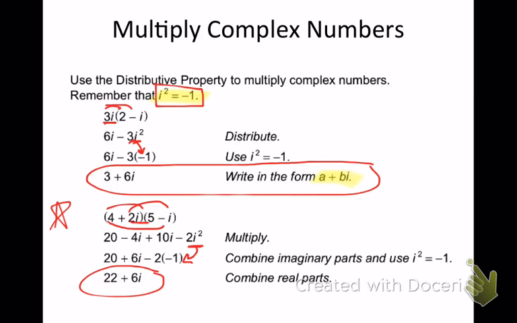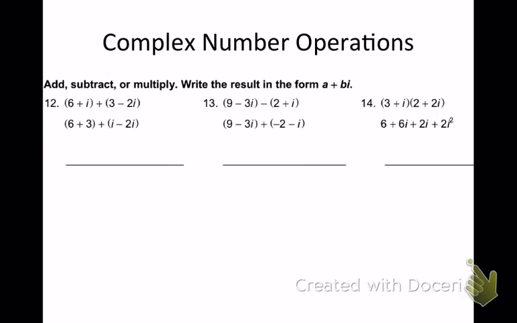So let's take a look at the first couple problems. Number 12. I have 6 plus i plus 3 minus 2i. Now recognize, does everybody see the addition sign in between there? Yeah. So I'm combining like terms here, right? So what's 6 plus 3 going to get me? 9. So I get 9. What's i plus negative 2i going to get me? Negative 1i or negative i. So I have 9 minus i.